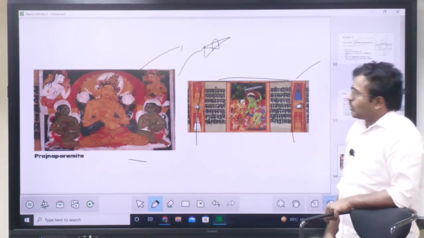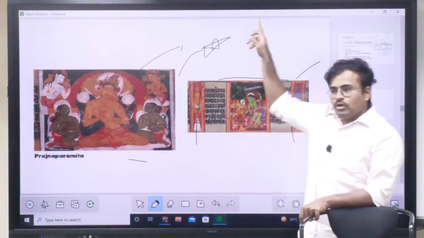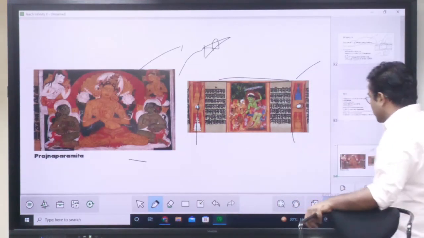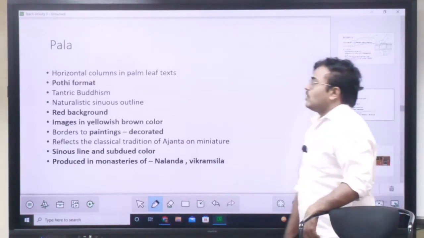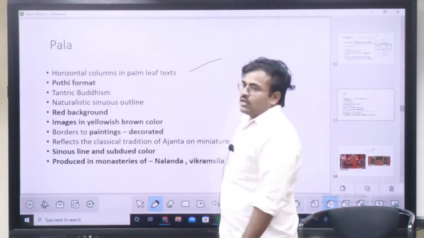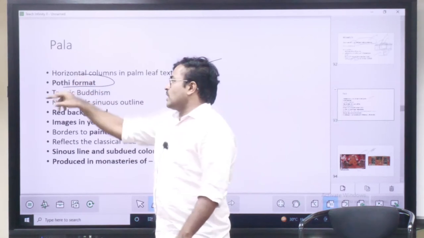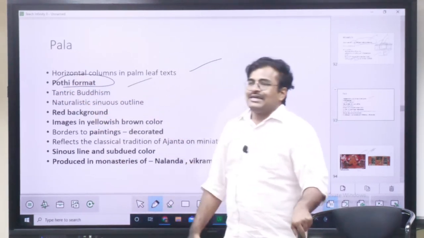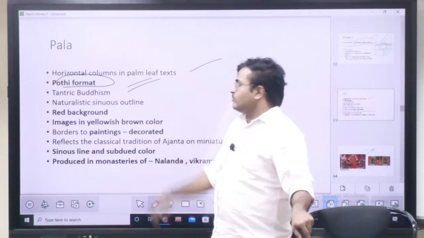In order to show depth, they also use the technique of vertical, so that also they use. Just have a look at the Pala miniature. Horizontal columns in palm leaf text. This format of painting is also known as Pothi format. And the main theme is Tantric Buddhism.